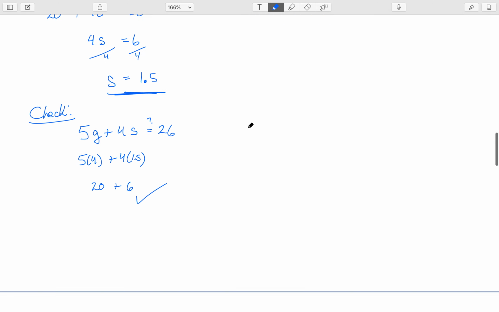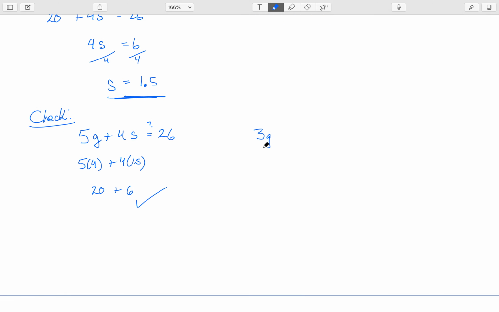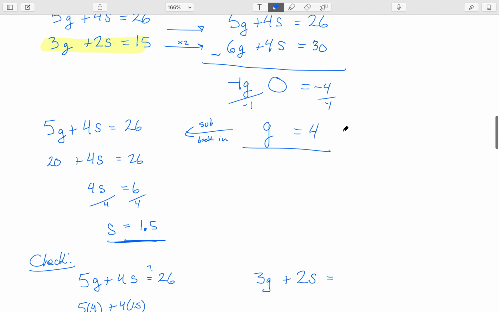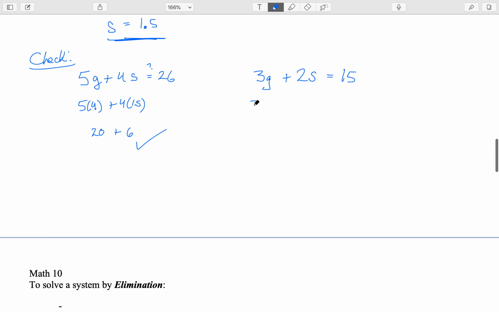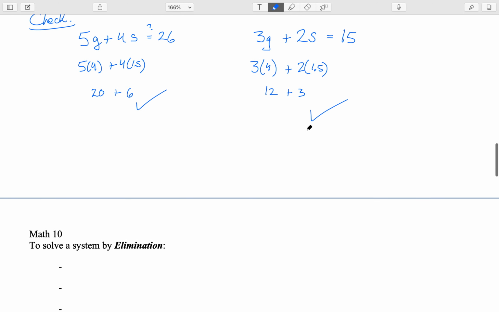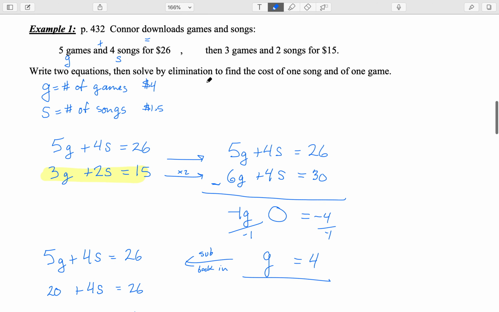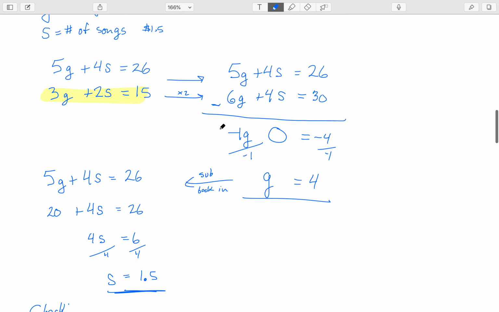Where's the other one? 3 games and 2 songs. 3 games plus 2 songs is equal to, what was it, 15? Equal to 15. Okay, so 3 times 4 and 2 times 1.5 is going to give me 12 plus 3, which is 15. Yes, it is. It works. So one game is $4 and one song is $1.50.